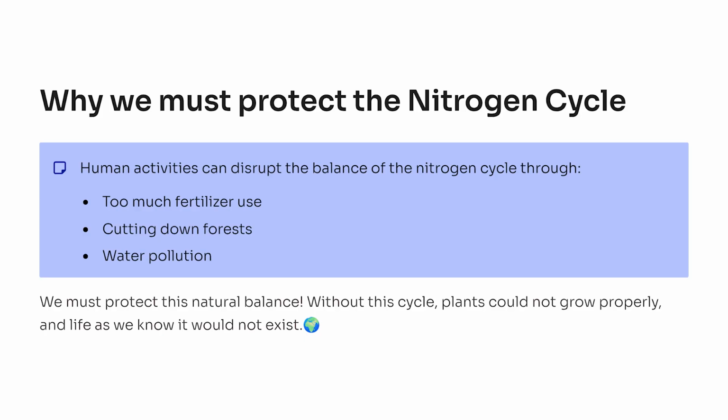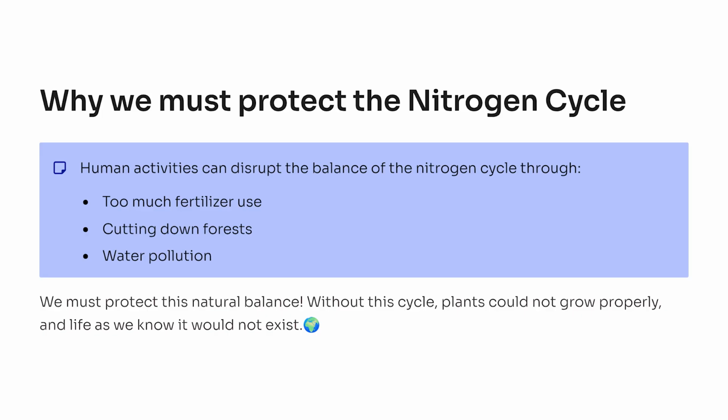Now let's talk about something very important: why we must protect the nitrogen cycle. This natural cycle keeps life on Earth in balance, but some of the things humans do can disturb that balance and cause serious problems. For example, using too much fertilizer on farms adds more nitrogen to the soil than plants can use. The extra nitrogen washes into rivers and lakes, leading to water pollution and harming fish and other animals.